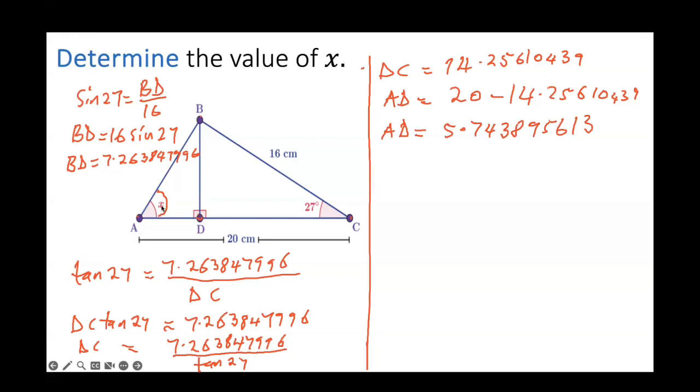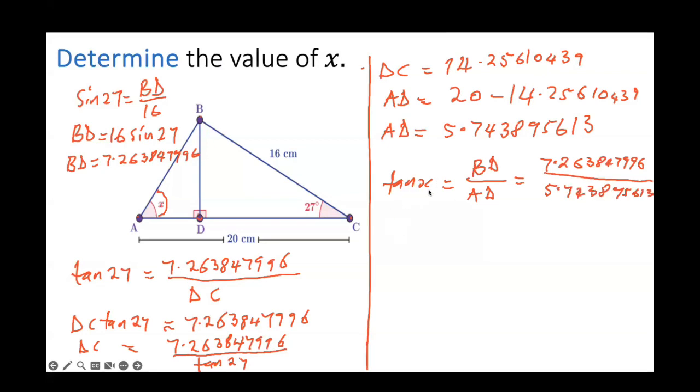So this angle is opposite to BD and AD is the adjacent. So the appropriate trig ratio to use here is tangent. So we say that tangent of X is equal to BD, which is the opposite, divided by AD, which is the adjacent. If we do the substitution, then this is equal to 7.263847996 divided by 5.7438955613.